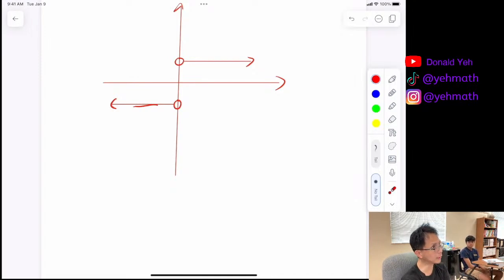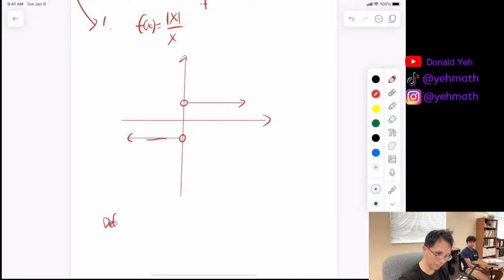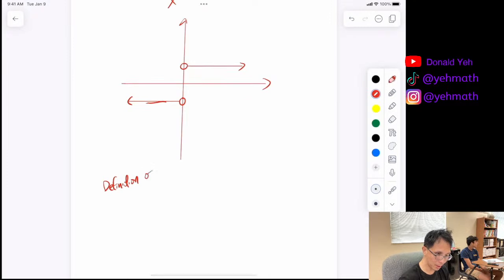Now, I want to teach you something else besides this. Using this example, I'll teach you something called the definition of absolute value. The definition of absolute value is actually gonna help you solve a lot of the problems. So if I have the definition of absolute value, what's that? Well, first of all, let's graph the absolute value function.